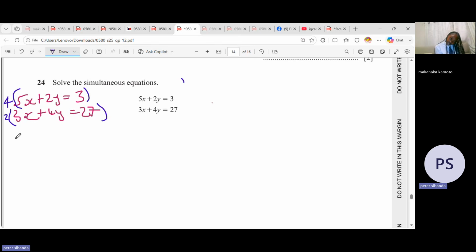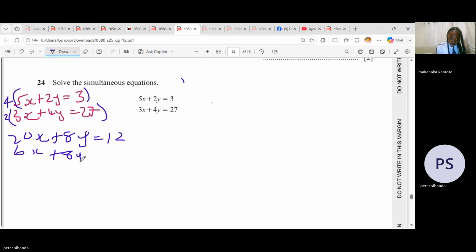Okay. Go ahead. So it becomes 20x plus 8y is equal to 12. And then 6x plus 8y is equal to 54.